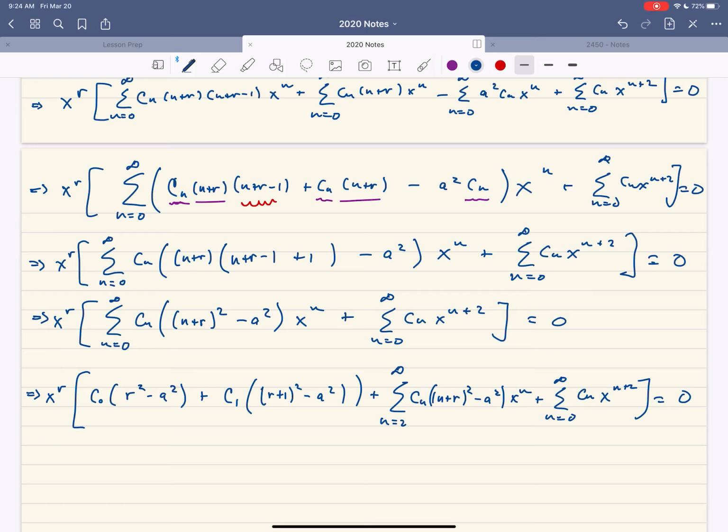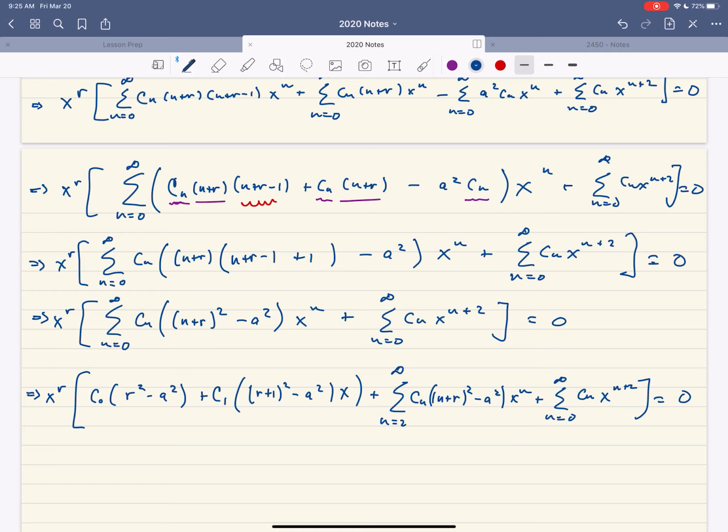from our indicial equations, we have a few things that can happen here. So from our indicial equations, let's look at this. By the way, I forgot a term when n is equal to 1. Just looking back here, when n is equal to 1, I get c1 times the quantity 1 plus r squared minus a squared times x to the 1. I forgot the x to the 1. So I'm just going to put that in there.